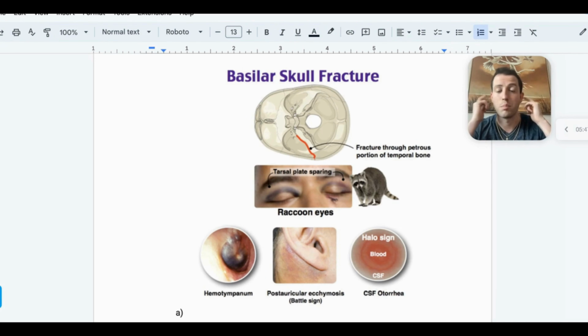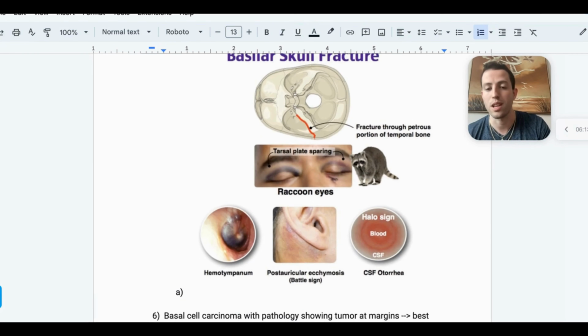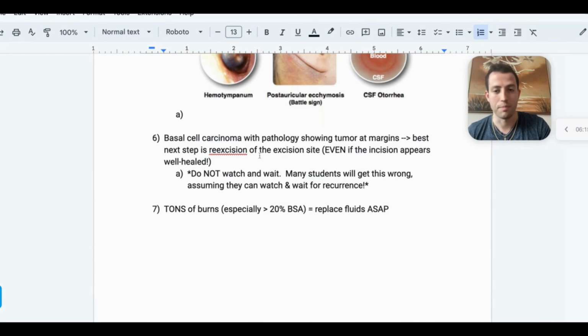These patients are going to have blood behind their eardrum, so hemotympanum, and they'll often have the Battle sign, which is post-auricular ecchymosis. You really want to know these things to clue you into basilar skull fracture. They're almost always going to have a very prominent history in these question stems, such as getting hit in the head with a baseball bat or something like that. But you need to know the things that can be associated with basilar skull fractures for those next step of association type questions.